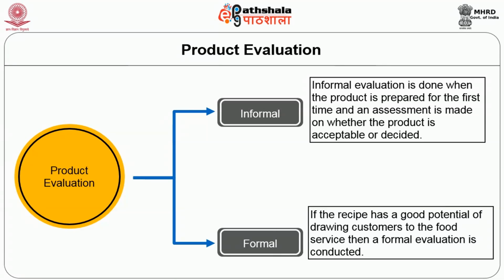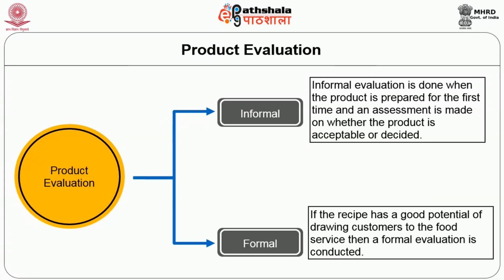In the informal type of evaluation, the product is prepared for the first time and an assessment is made whether the product is acceptable or not. At this stage, the decision is taken whether to continue or discontinue the standardization of the recipe. If the product is rated as acceptable, the recipe will go through the verification phases, and finally, if all evaluation criteria are accepted, then the recipe may be prepared for the formal evaluation.